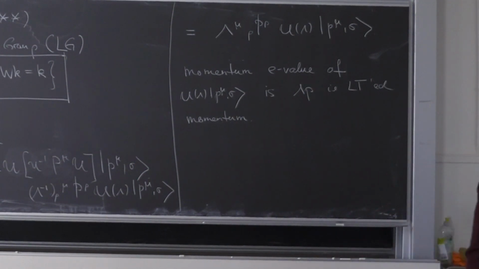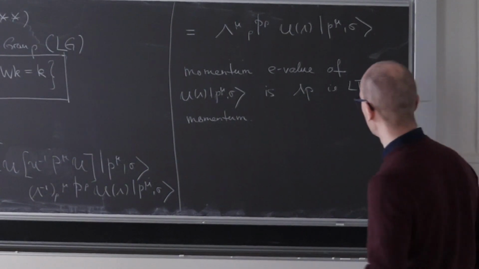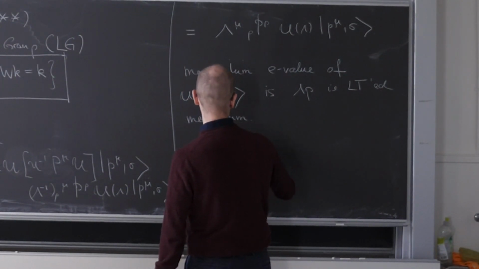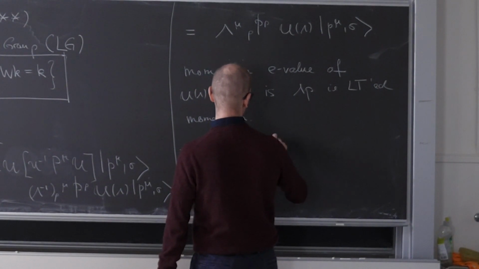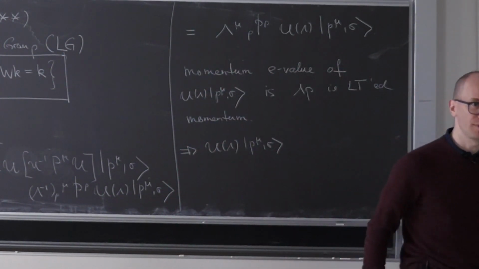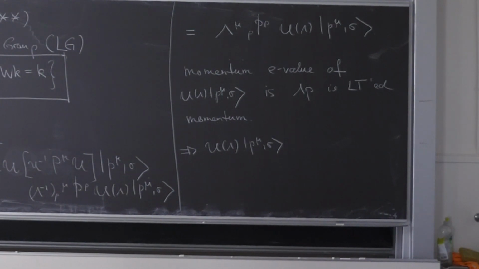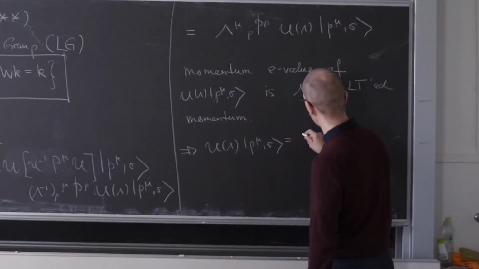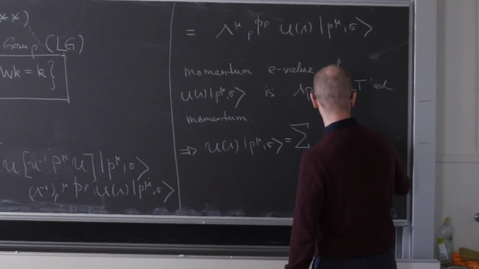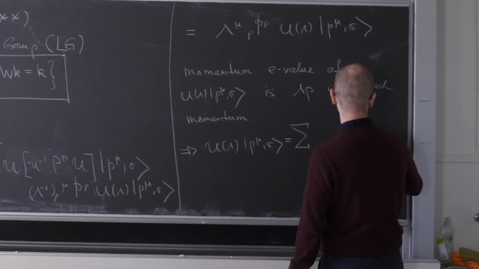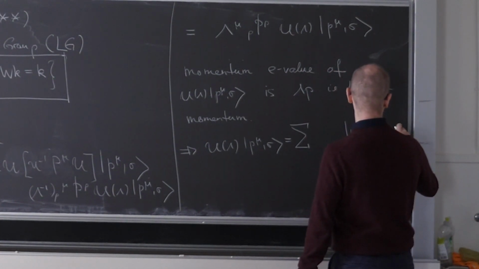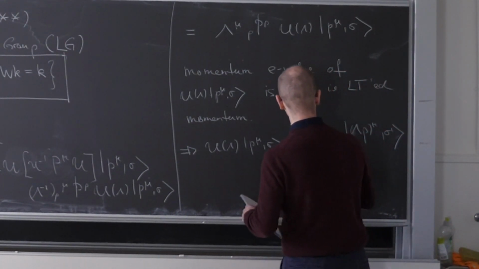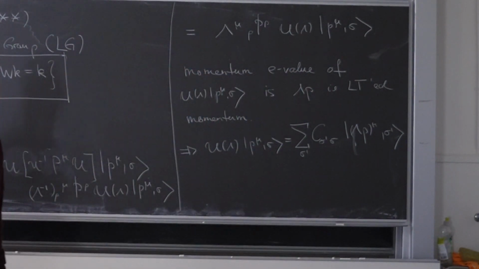So good, physically that's encouraging, but it also means that U of lambda on p mu sigma has to be a linear combination of states with momentum lambda p. So what linear combination can I take? Well, I only have this spin label. So it is equal to lambda p mu sigma primed. And all we can do is sum over sigma primed, over the spin label. So that's all that it can do.